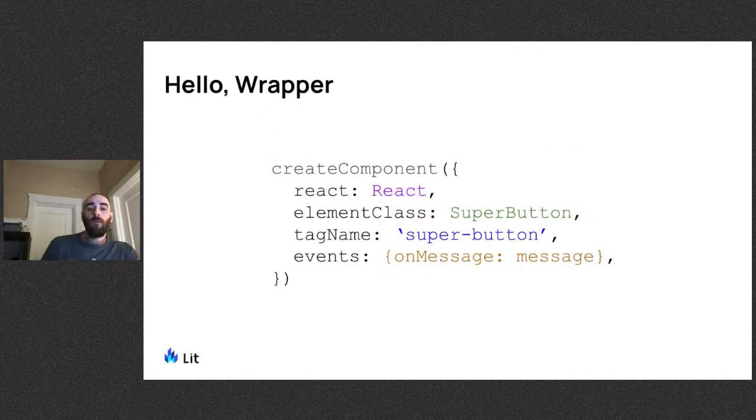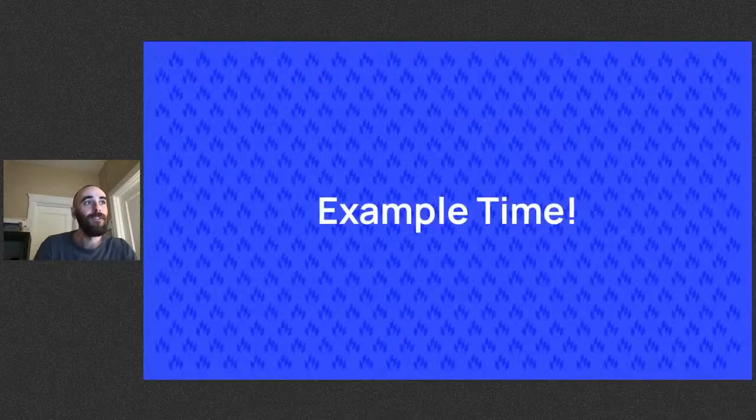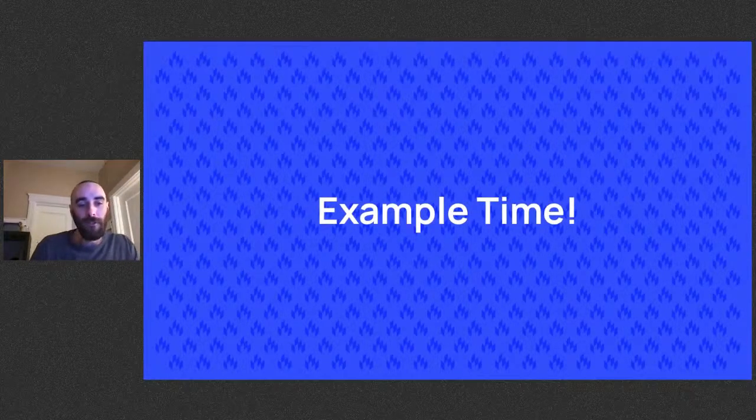This is an example of how the syntax looks when using this wrapper. Kevin mentioned how the wrapper automatically generates properties, but that's based on interrogating and analyzing the web component itself. This is a more manual way of doing this, where you can provide a React module, the element class, a tag name, and an event map. And this createComponent function will then generate a wrapped web component that works just fine in React. So let's take a look at this in action.